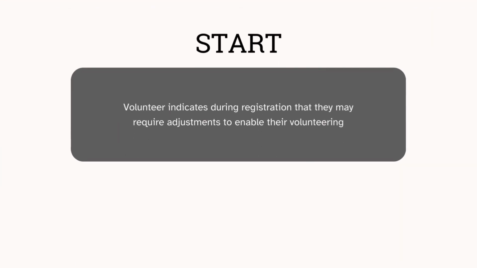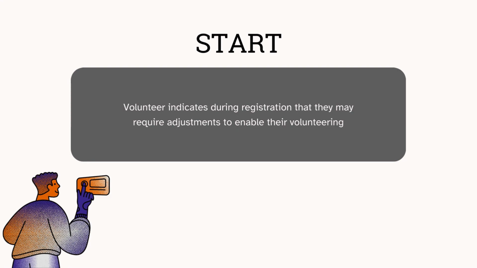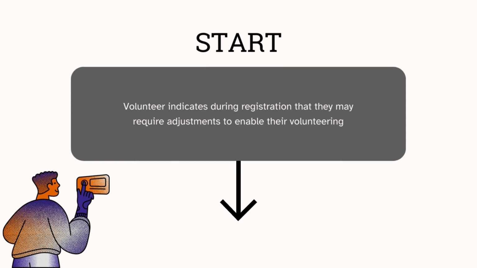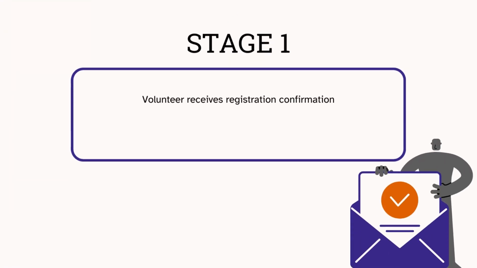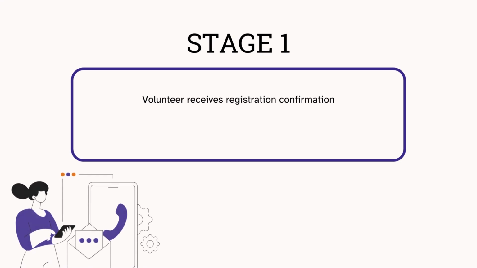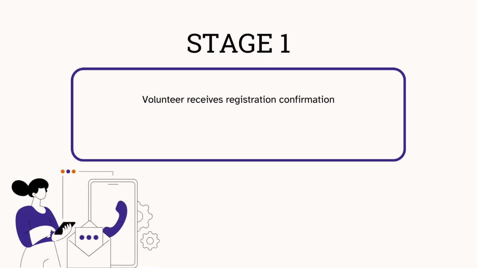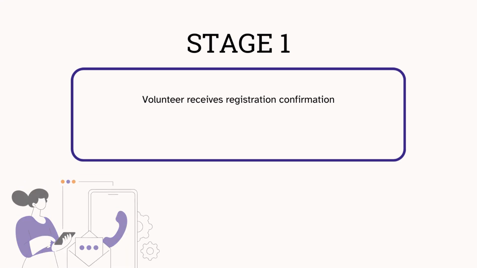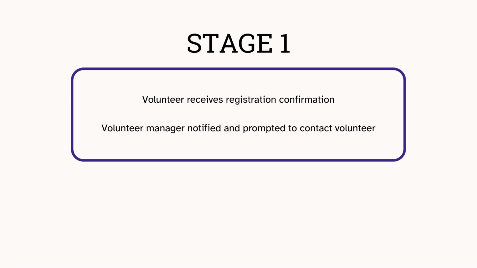The workflow begins when a volunteer indicates during your organisation's registration process that they may require adjustments to enable their volunteering. In stage 1 of the workflow, the volunteer receives a copy of your organisation's standard volunteer registration confirmation. This should contain a section explaining that a staff member will be in touch if the volunteer has indicated they may require adjustments, and asking them not to attend a volunteering session in the meantime. The relevant volunteer manager should be notified and prompted to contact the volunteer, or their support worker if applicable, as soon as possible, before they attend a volunteering session.